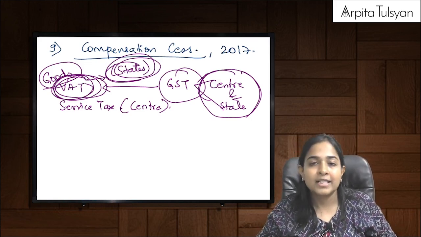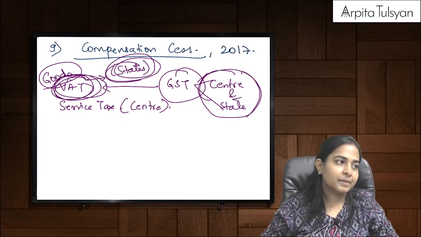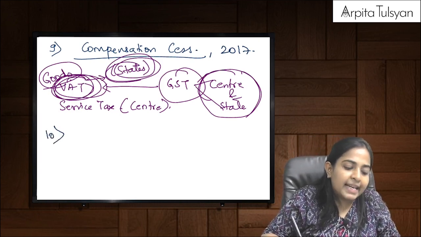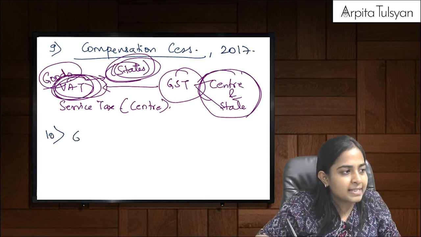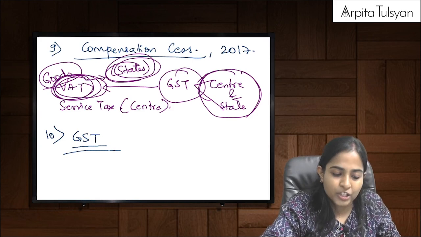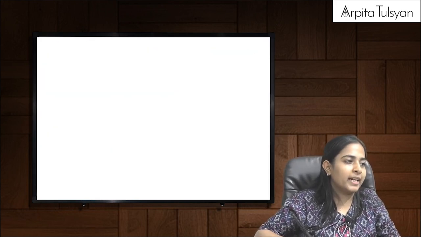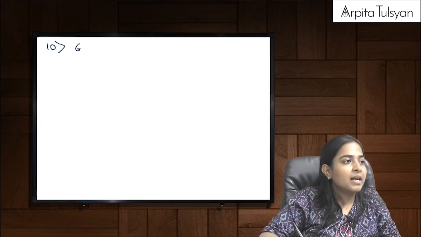This tax is called compensation cess. Are you clear with this? Yes. Okay. Then next point. Next point is a basic thing: GST is applicable on which products and not applicable on which products? Let's try to understand. First of all, I'll take this point to the next page, everyone. GST point.